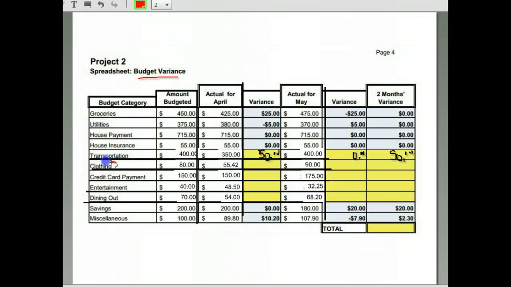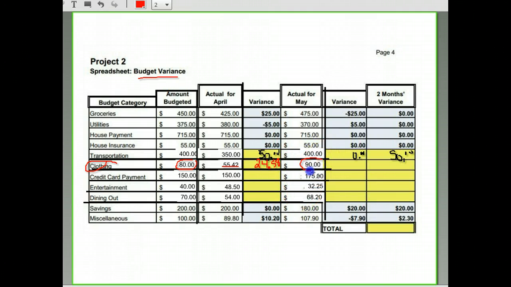The next line is clothing. Okay, so they budgeted $80 and the first month spent $55.42. So let's find the difference there. 80 minus $55.42. Okay, so again, subtract those. And is this good or bad? They spent less. Okay, so that's good. This is a positive change. They spent less than they had budgeted, so that's extra money, and it's $24.58.